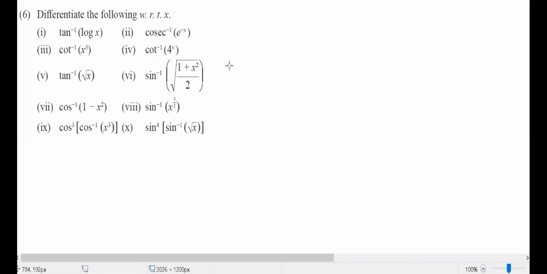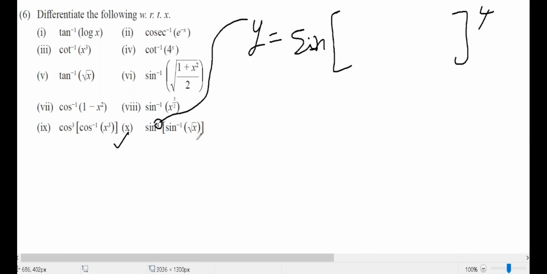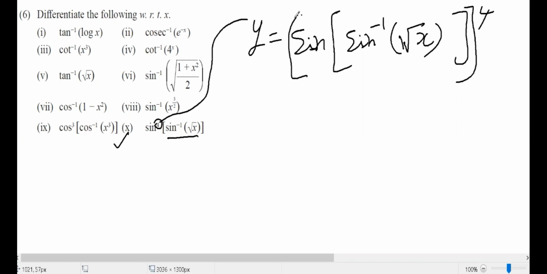Okay, so similarly, we have to solve the 10th also. What it says here, you have to start with, say, let y is equal to sine. This 4 I will keep here, and all the other terms will come here: sine inverse of square root of x. I can put it like this.